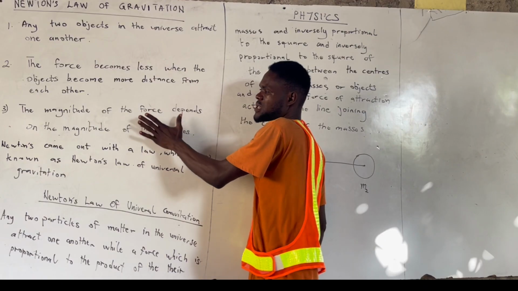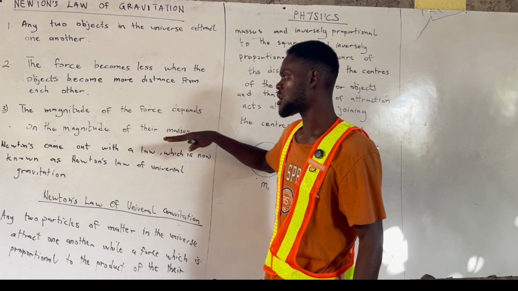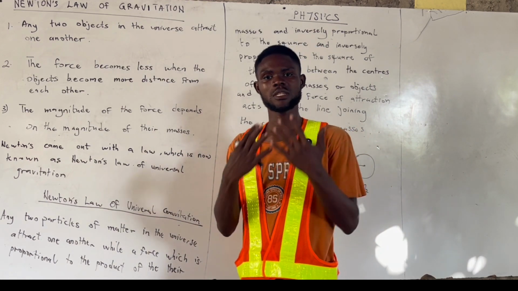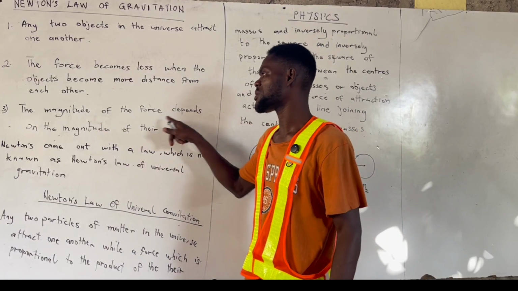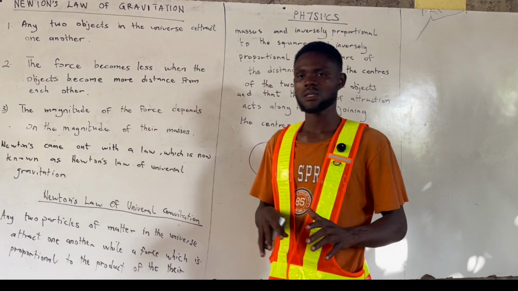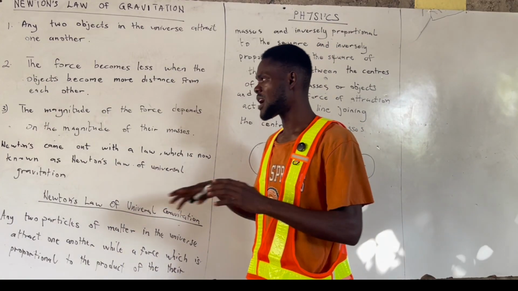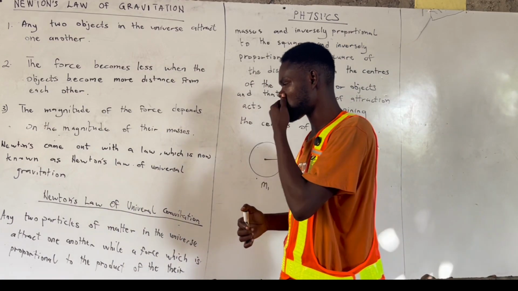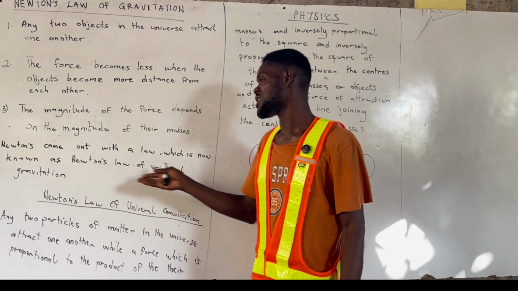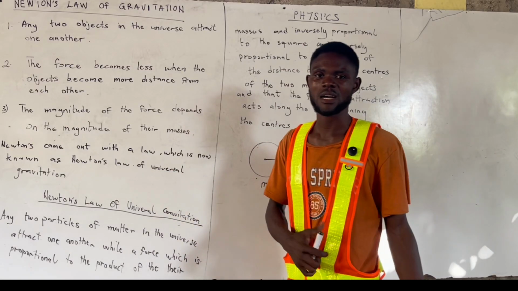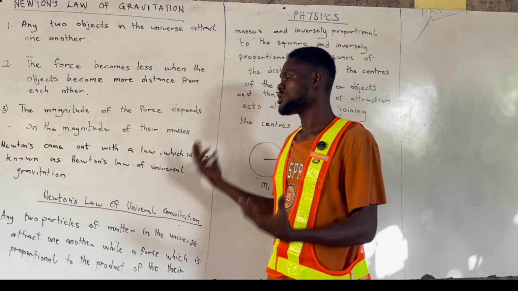If you are comparing the magnitude of the force with the masses, this means that the force is directly proportional to the mass. If the force increases, the mass also increases. The magnitude of the force depends on the magnitude of their masses. Newton came out with a law which is now known as Newton's law of universal gravitation.